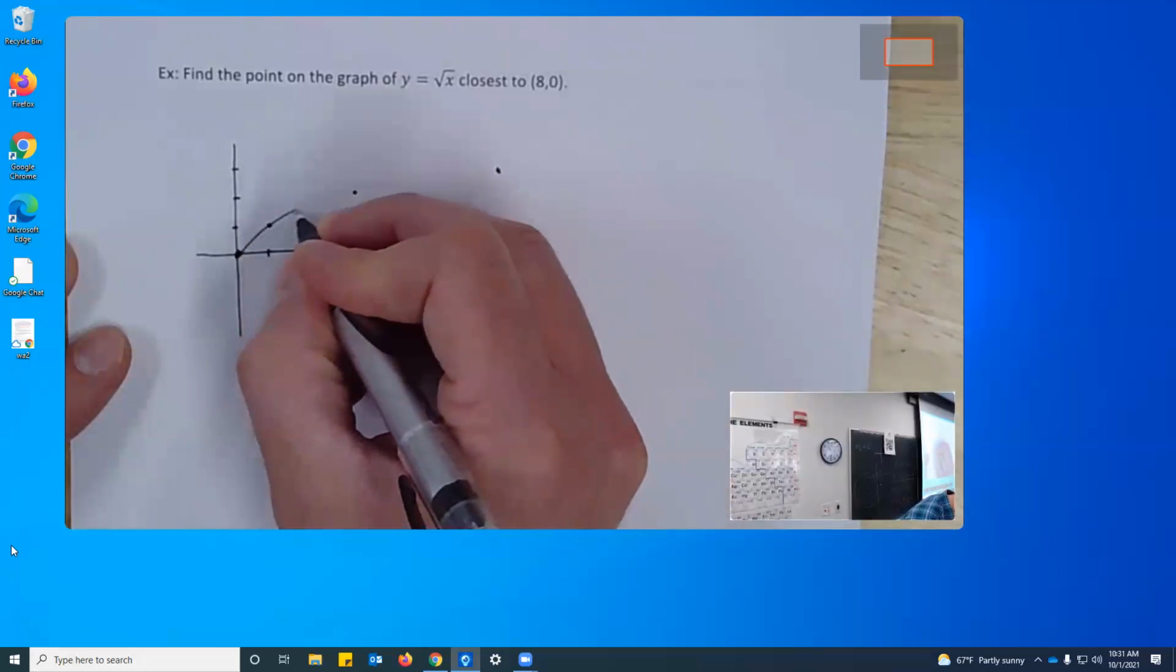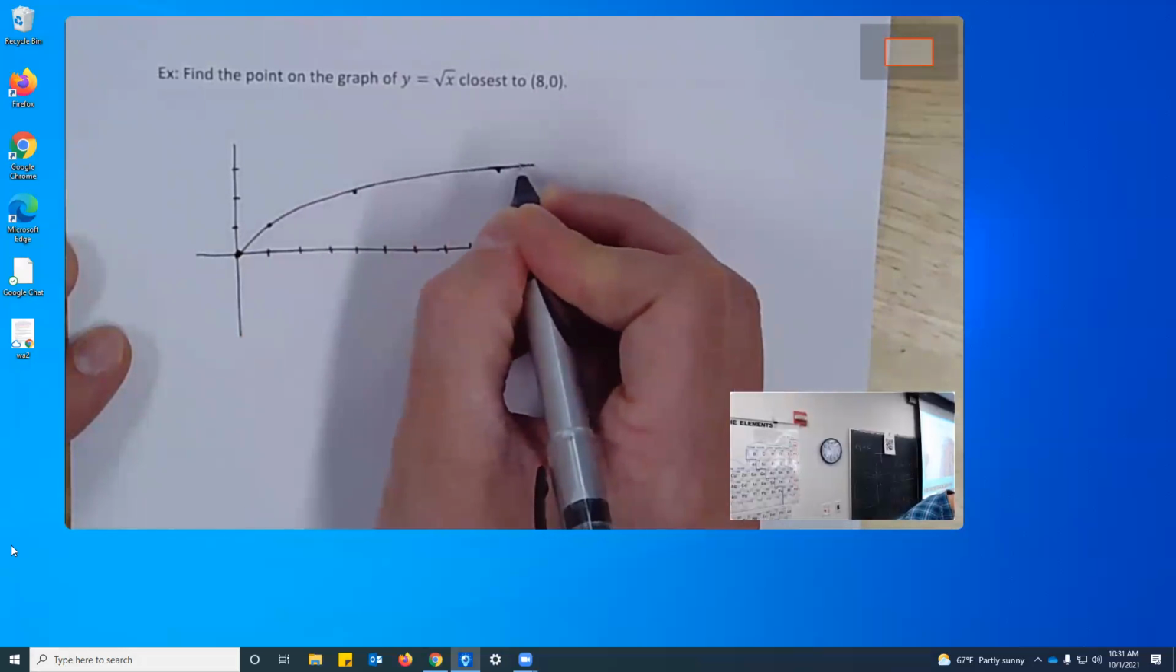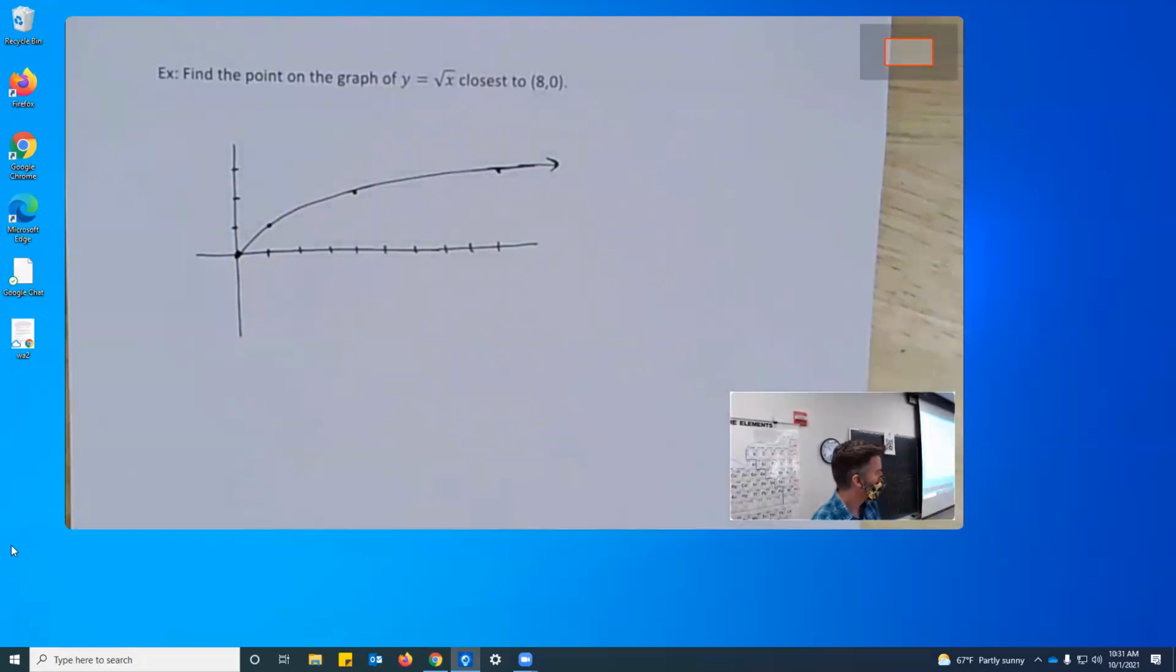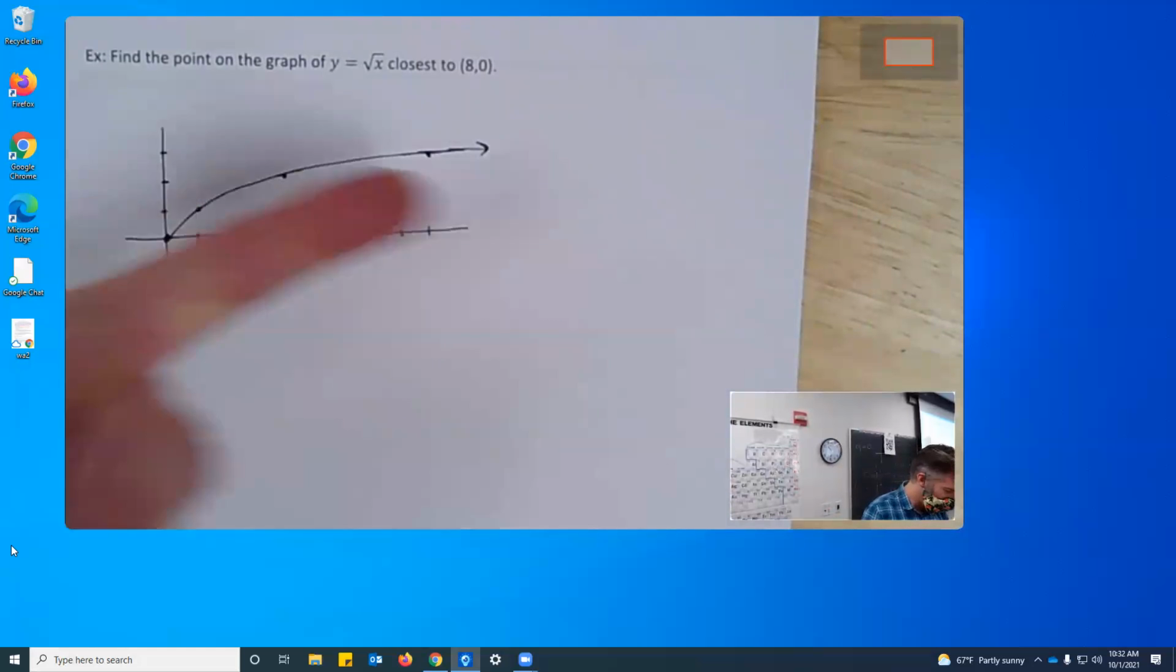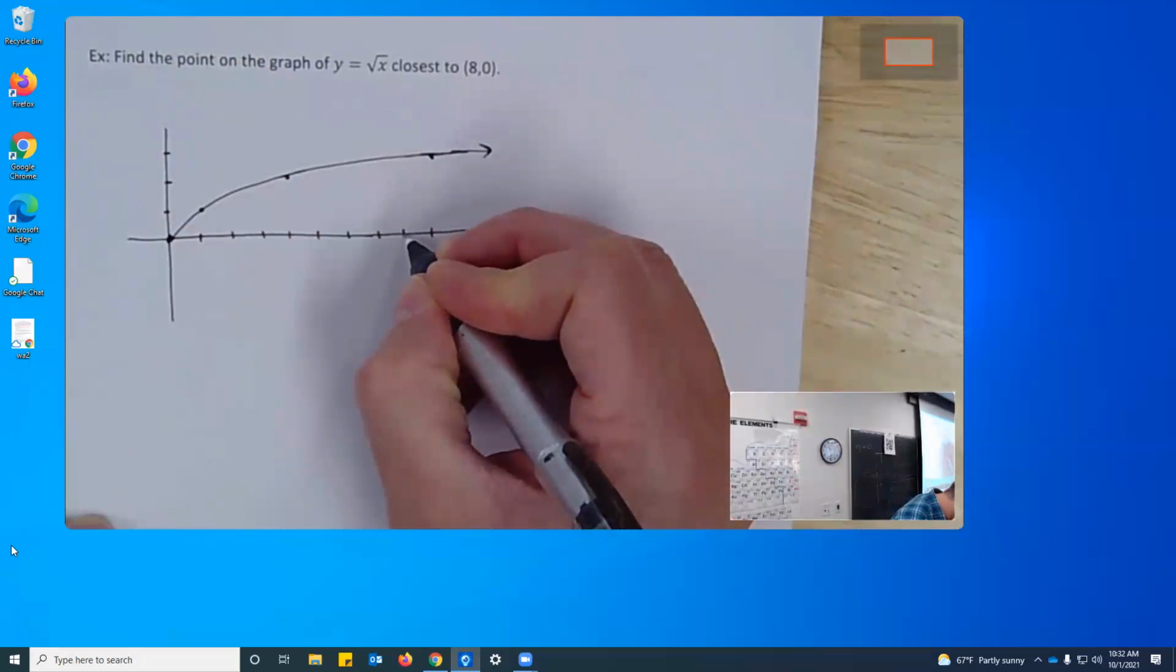Okay. And then just try and make it not look terrible. Really, you could draw it, it doesn't really have to look good at all. You could draw a terrible picture and it would still show you the information you need. And then I want to, the next page, I want to find the point on the graph of this closest to 8, 0 right there.